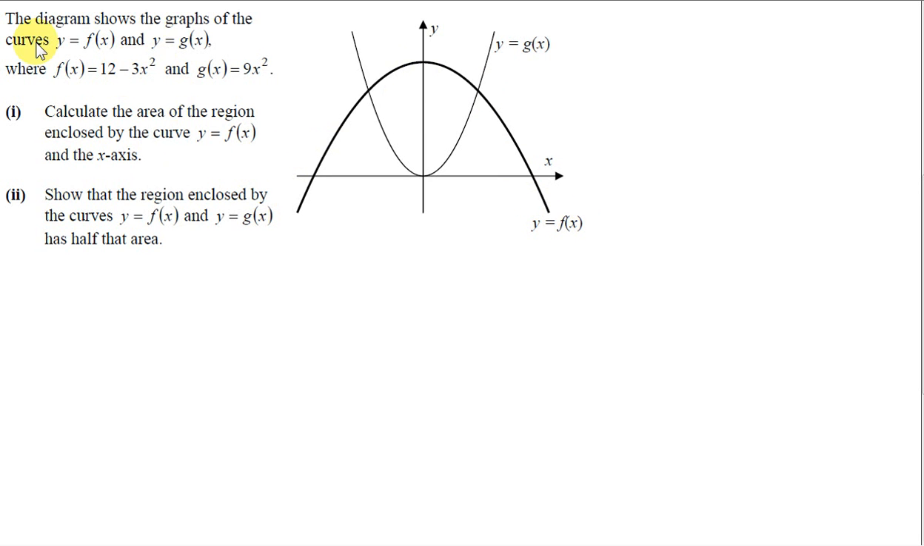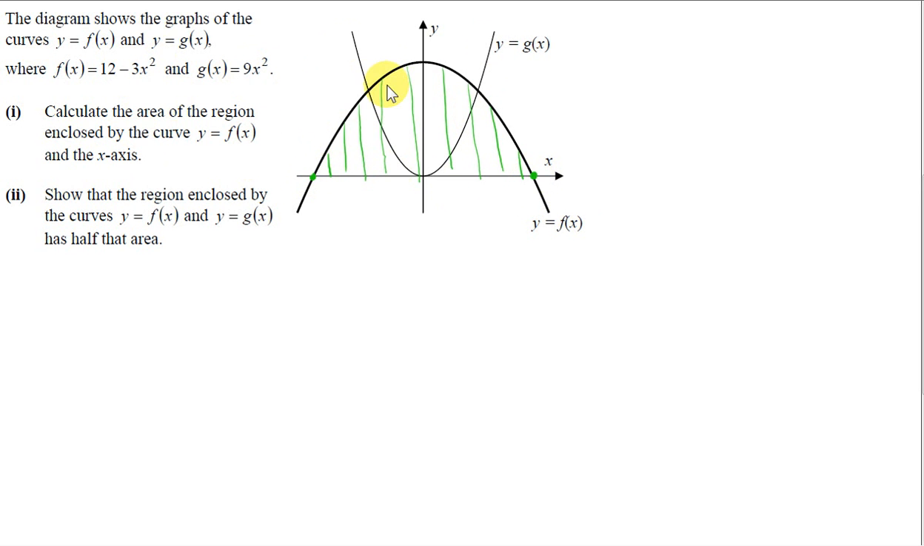Now the other function, g(x), is also a quadratic function. So it's in the shape of a parabola, and because the x squared term is positive, we have an upright parabola. So we want to get the area of the region enclosed by the curve y equals f(x) and the x-axis. So we want this green shaded region.